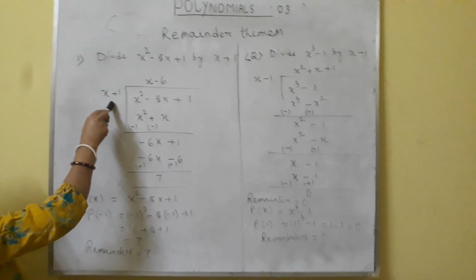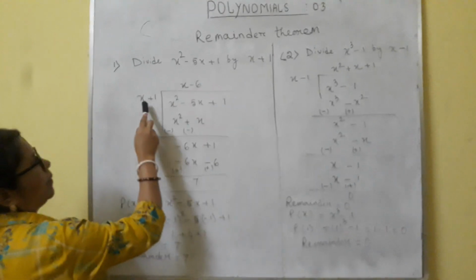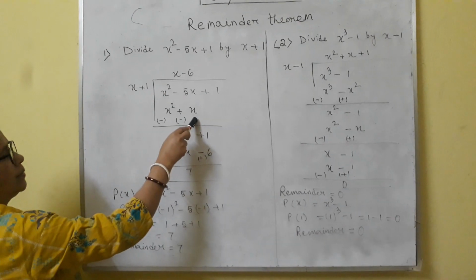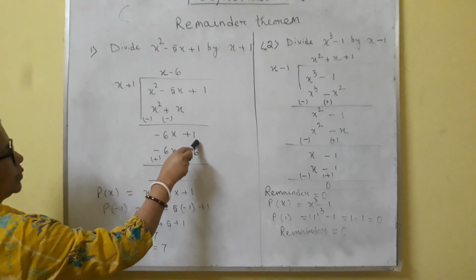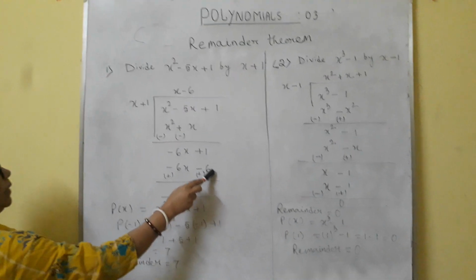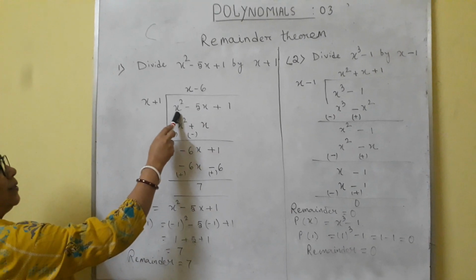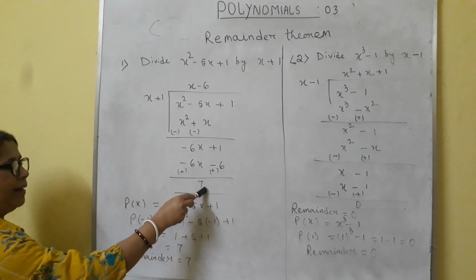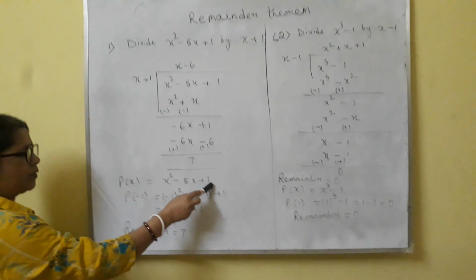X plus 1 is the divisor, we are dividing x square minus 5x plus 1 by x plus 1. So first we take x, then we get x square plus x. Then we get a remainder of minus 6 here, and then plus 1. Then we take minus 6 here, so minus 6 and minus 6, and as a whole we get a remainder 7. So when we divide x square minus 5x plus 1 by x plus 1, we get the remainder 7.